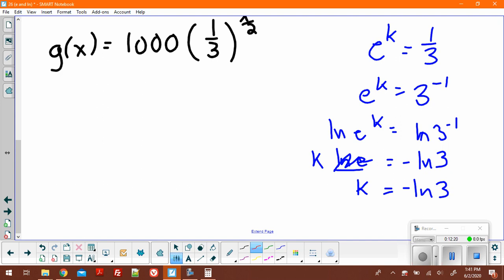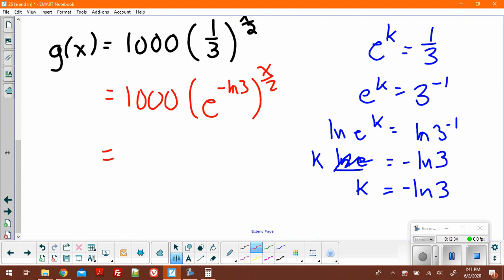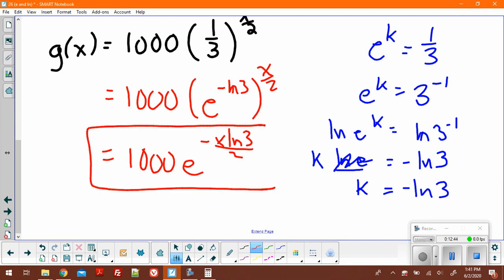Now I go back into my function, and I replace the 1/3 with e to the power of negative ln 3. Again, I tidy up my exponent. So this becomes 1,000 e to the power of negative x ln 3 over 2. And I've rewritten my function in terms of e.